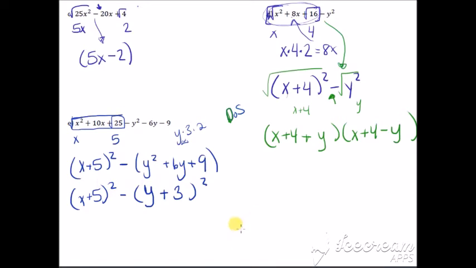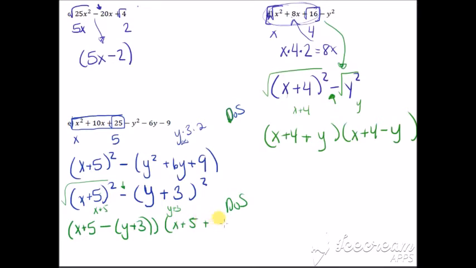Now I'm going to show you that difference of squares one more time before we go into it. With difference of squares, we have two terms. You can root the first term: the root of x plus 5 squared is actually just x plus 5. And the root of y plus 3 squared is just y plus 3. And there's a difference in the middle, difference meaning subtraction. So it's the root of the first term minus the root of the second term, and then the root of the first term plus the root of the second term.